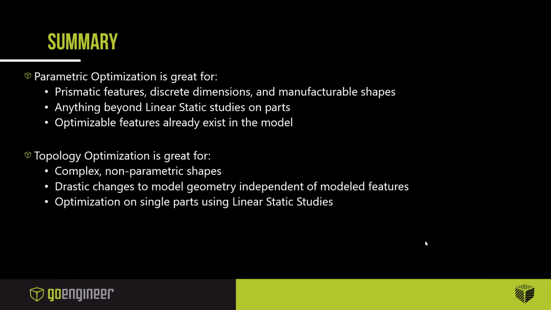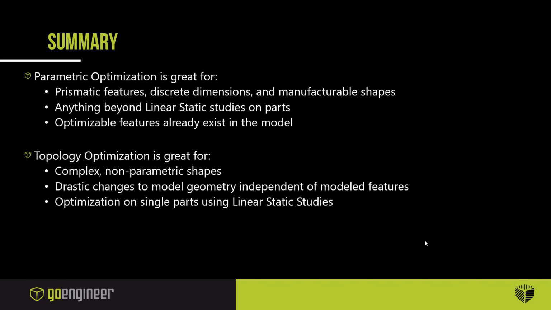Parametric optimization is great for anything where the output is expected to be very prismatic with discrete dimensions and very normal manufacturable shapes. Also, it's your only option if you want to analyze a scenario beyond linear statics on single individual parts. And finally, it's really great when the features that you want to optimize for already exist as model features in your parts and assemblies.